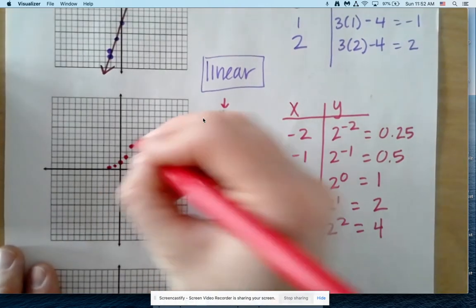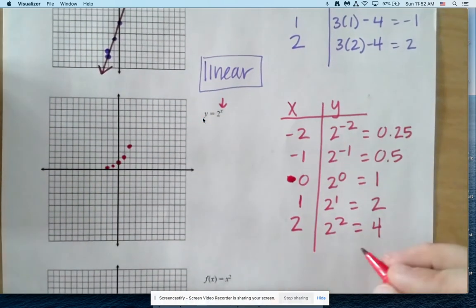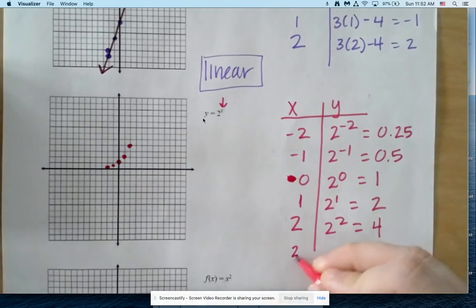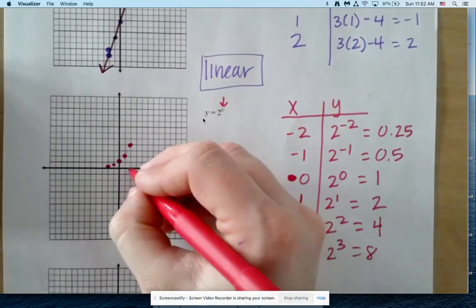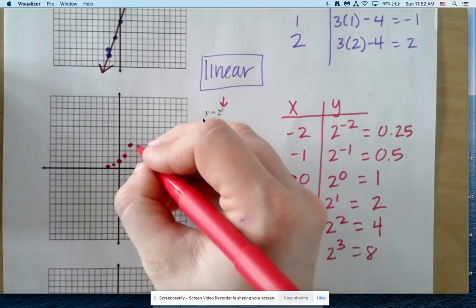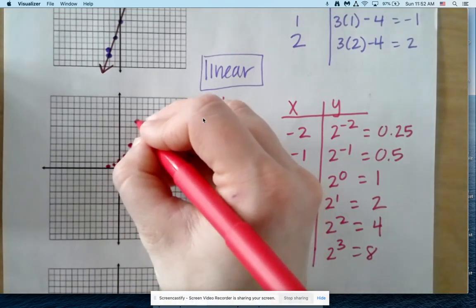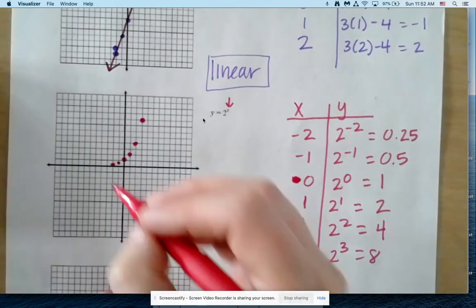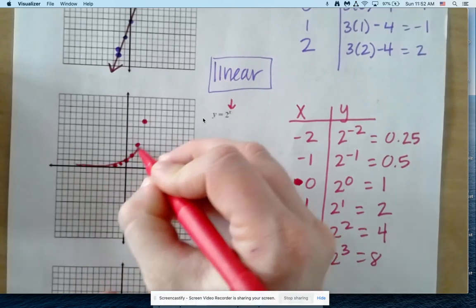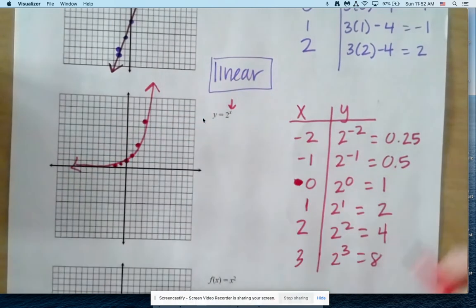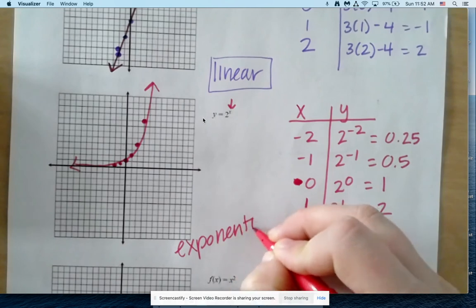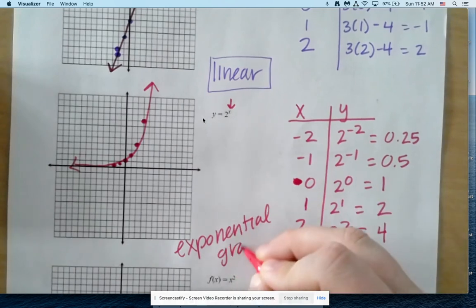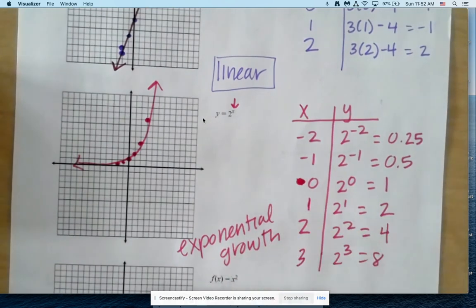Should we go do a few more? We can do one more, otherwise we will run out of space. If we plug in 3, we should get out 8. 1, 2, 3, 1, 2, 3, 4, 5, 6, 7, 8. So it is growing exponentially. Yes. Look at that. Exponential growth. Just like your learning this year, you're growing exponentially, right?